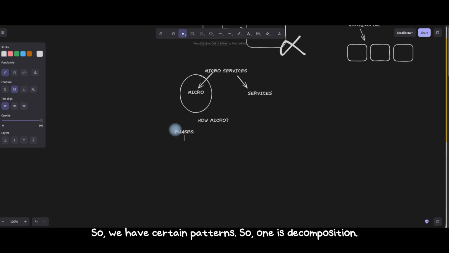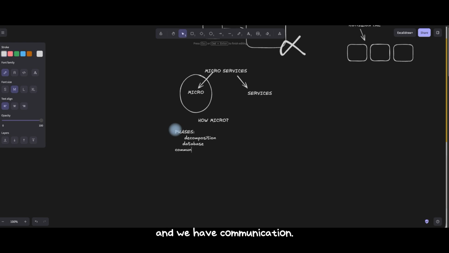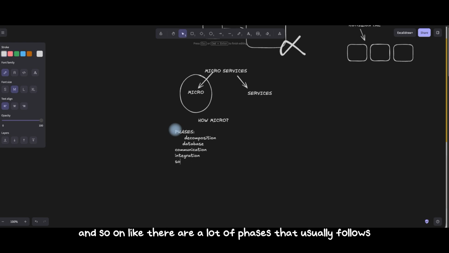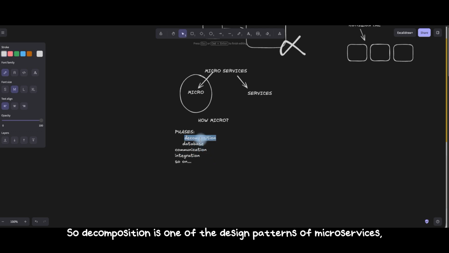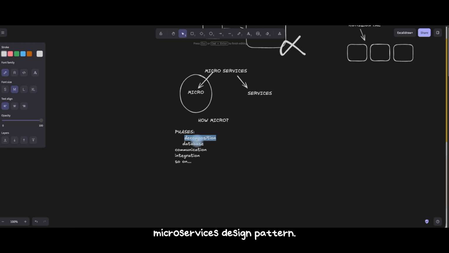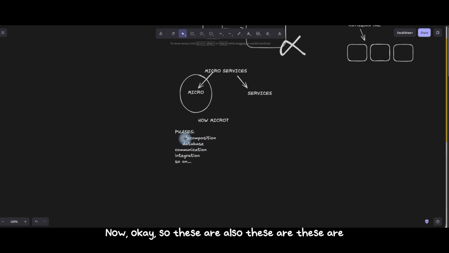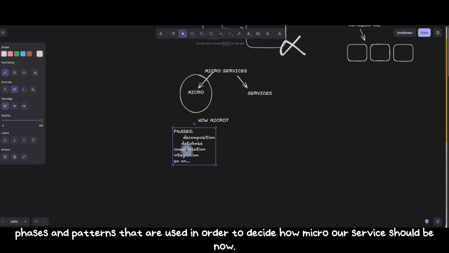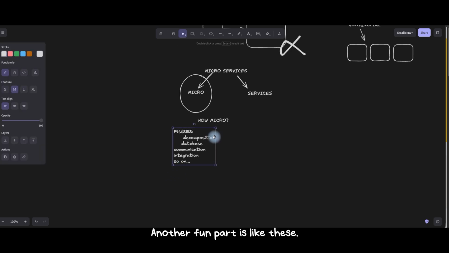So we have certain patterns. One is decomposition, another one is database, and we have communication, we have integration, and so on. There are a lot of phases that are usually followed, and these all need to be done, let's say, in order. So decomposition is one of the microservices design patterns. These are phases and patterns that are used to decide how micro our service should be. Another fun part is that these specific patterns are further divided.